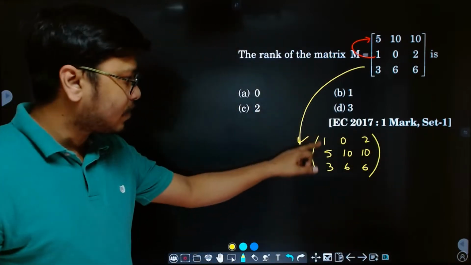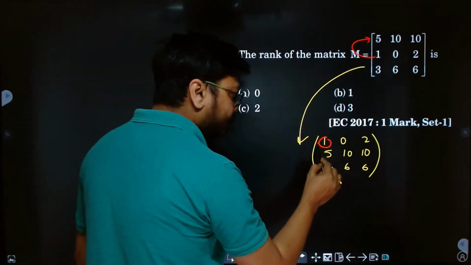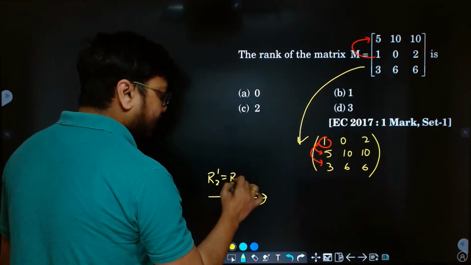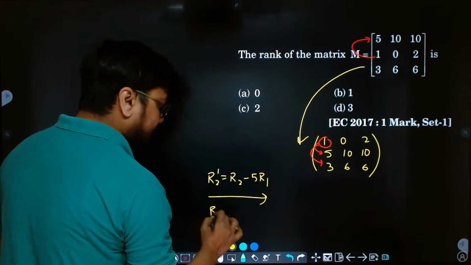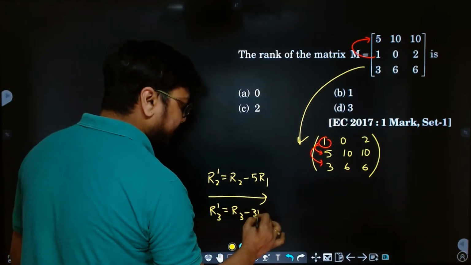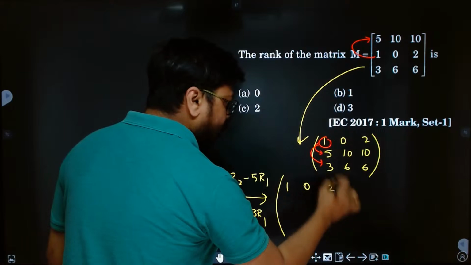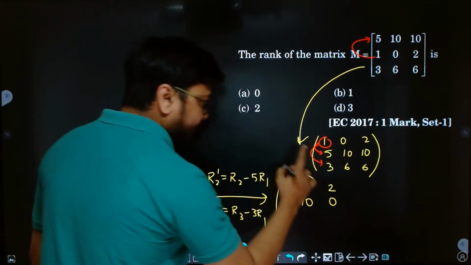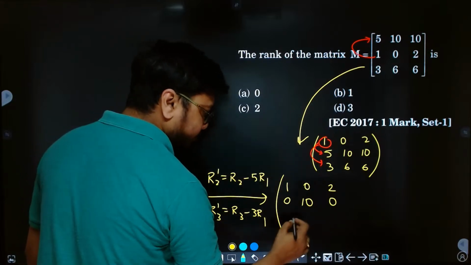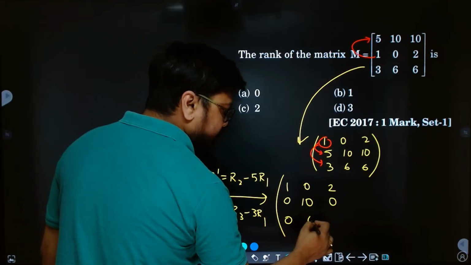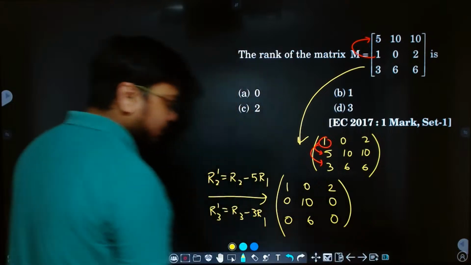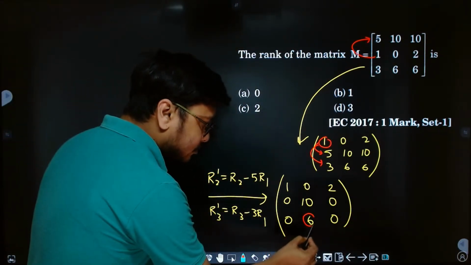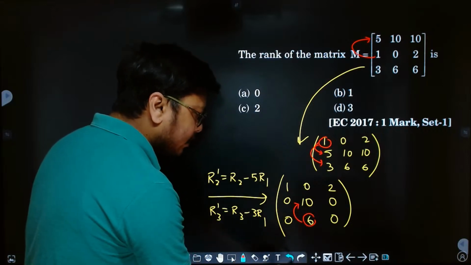Now with the help of this one, I want to make the elements below it 0. I want to make this one and this one 0. So I'll do the row operations. R2 dash equals R2 minus 5 times R1 and R3 dash equals R3 minus 3 times R1. So that will give me 1, 0, 2. If I do a 5 times subtraction, that's 0, 10, 0, and 3 times subtraction, so 0, 6 and 0. Right, now what we can see is we can use this 6 to make this position 0, or we can do the other way also.